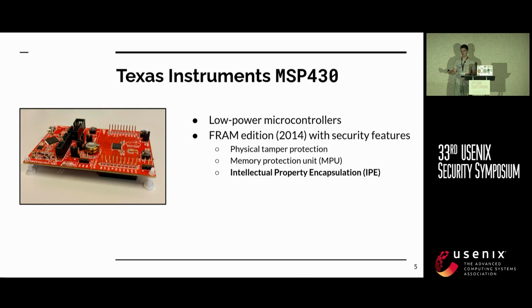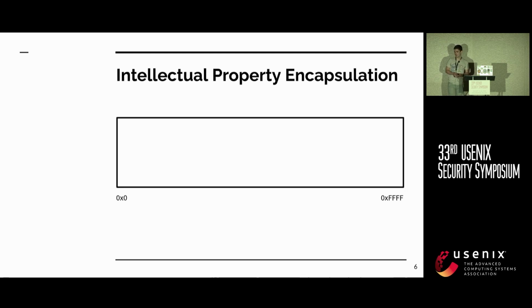So for example, it has physical protections to prevent the extraction of the memory from the device. It has a memory protection unit, and it has what is the focus of this talk, Intellectual Property Encapsulation, or IPE for short. I will start with explaining what IPE does.